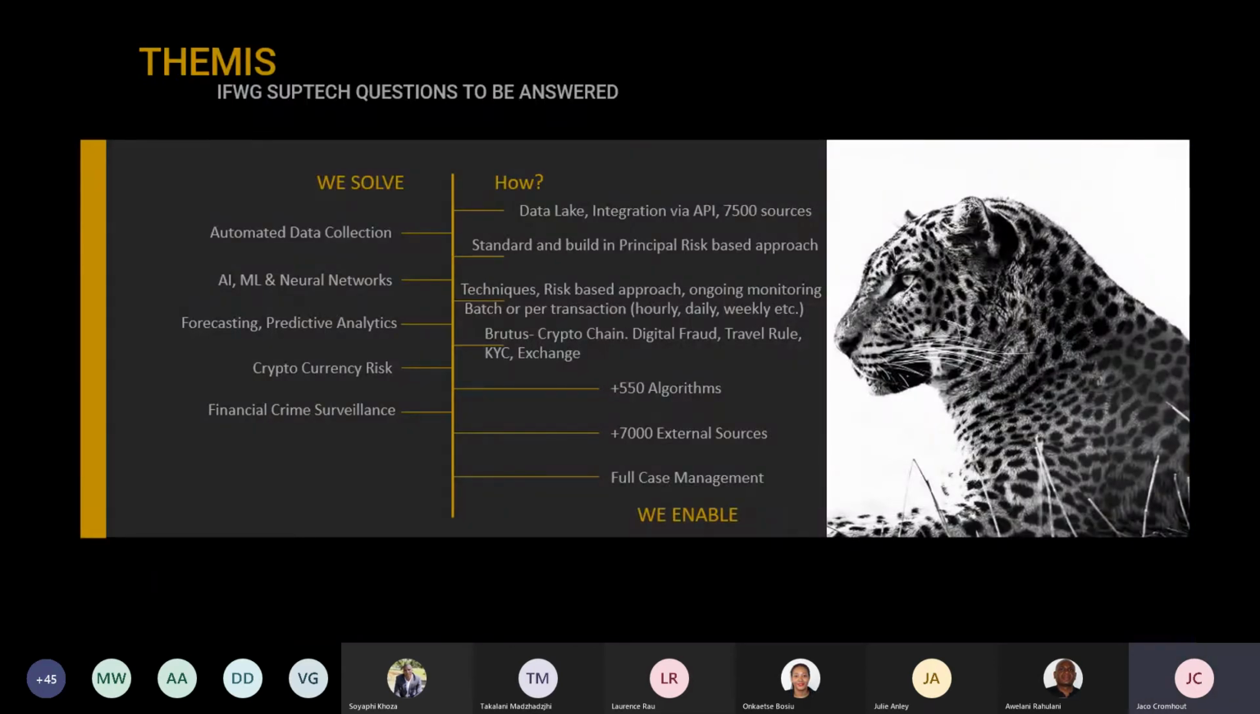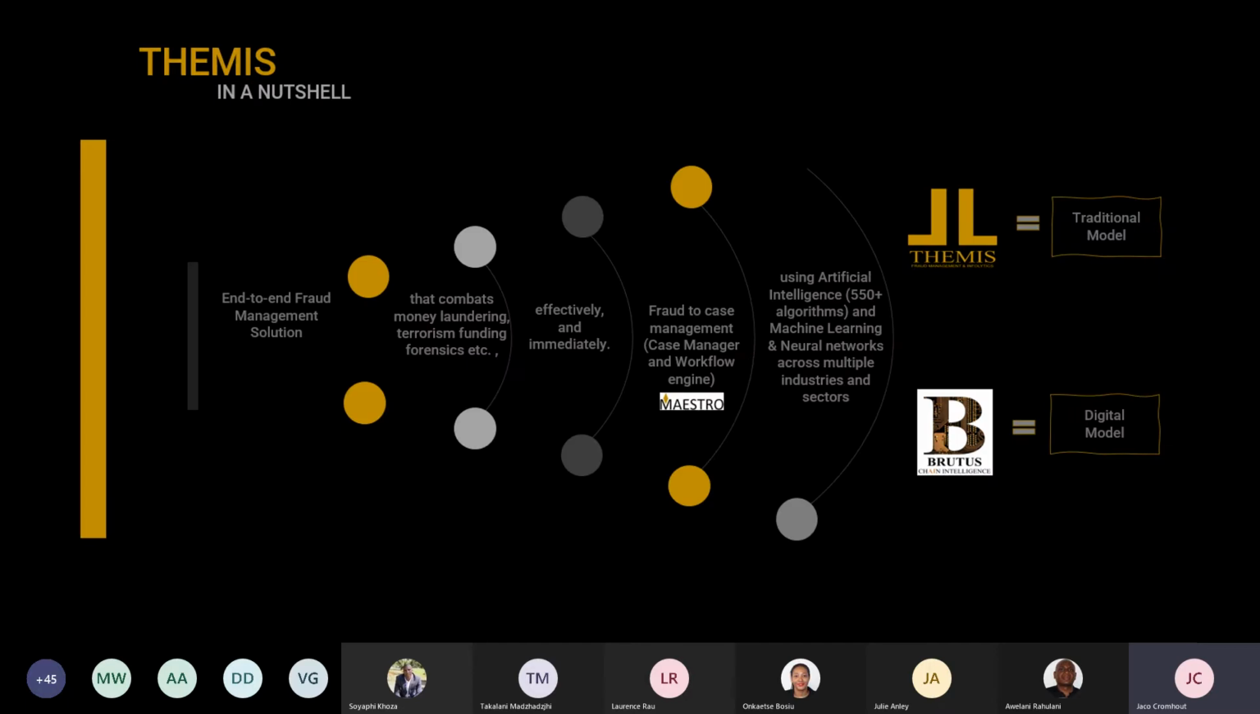So basically we will cover all five areas of the use cases presented in this challenge, being automated data collection, the AI and neural network side of things, forecasting, analytics, cryptocurrency, and then also financial crime surveillance. But let's kick off with what Themis is.